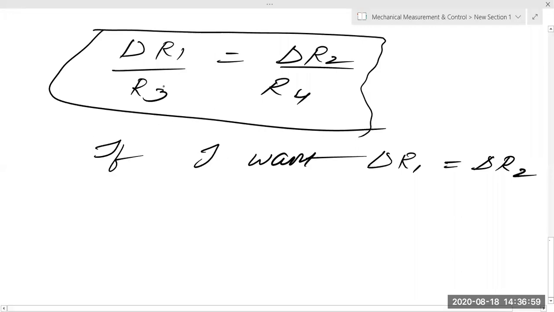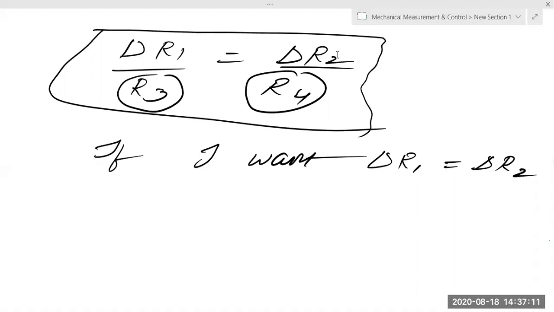One more thing: if you look at this R3 R4, if R3 and R4 are equal, automatically delta R1 will be equal to what? Yes sir. Delta R2.